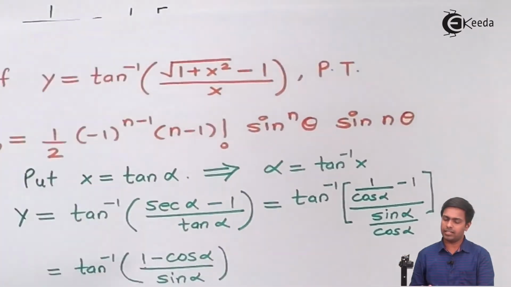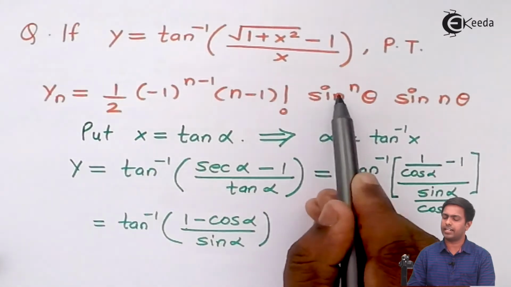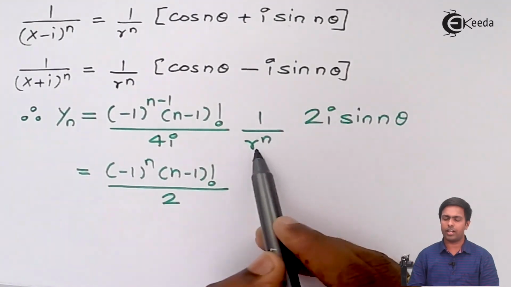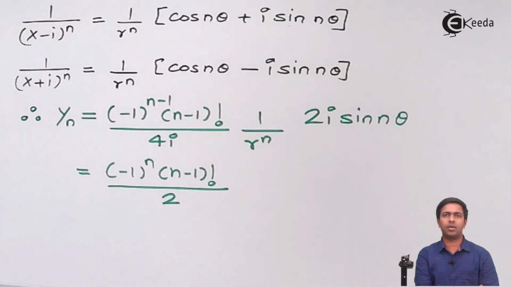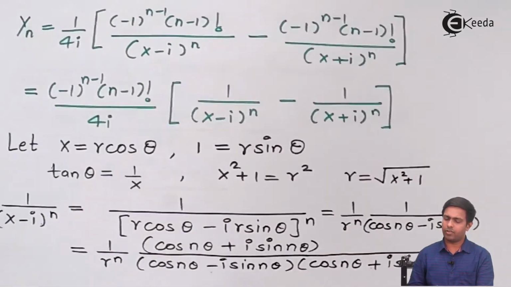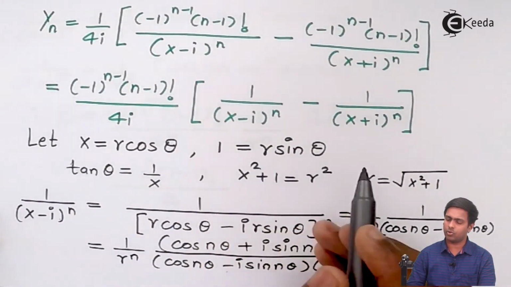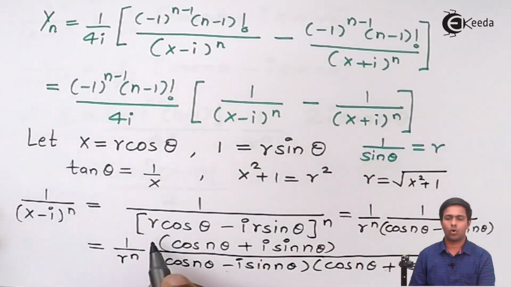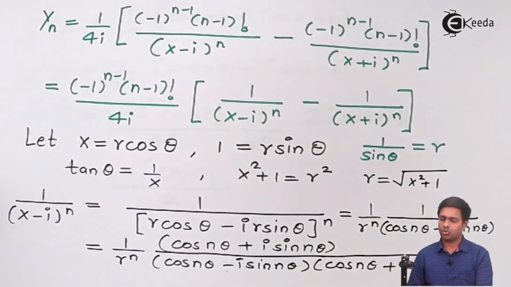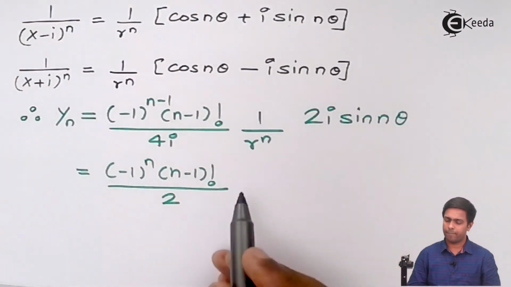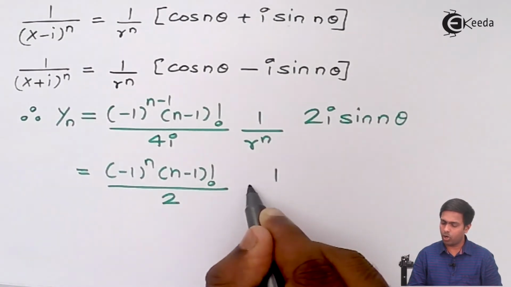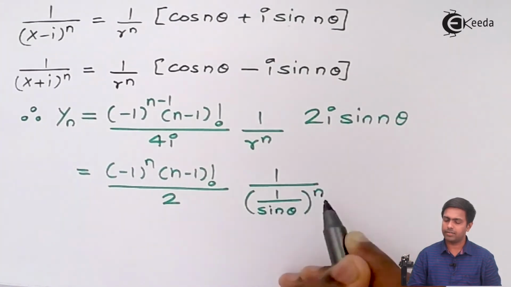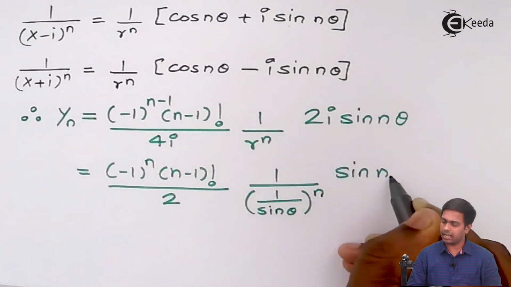But if you observe the answer, then in the answer we also want sin raised to n theta. Now the question is how to bring that sine raised to n theta where we have r raised to n. So I've done the same thing in problem number 1. So guys, here we have the value of 1 as r sine theta, so we can say that 1 upon sine theta is r, or 1 upon r is sine theta. So guys, we can substitute this value over here. So that will become 1 upon, the value of r is 1 upon sine theta, whole raised to n, and this is sine of n theta as it is.